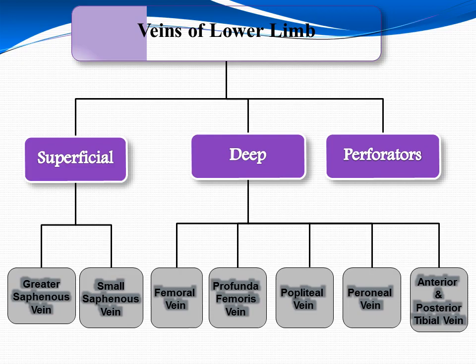So these are the veins of the lower limb, classified into superficial, deep and perforators, and we shall discuss each type in detail. Especially we will focus on the great saphenous vein and short saphenous vein, which are important from an examination point of view. Remember, all the veins of the lower limb are provided with valves.